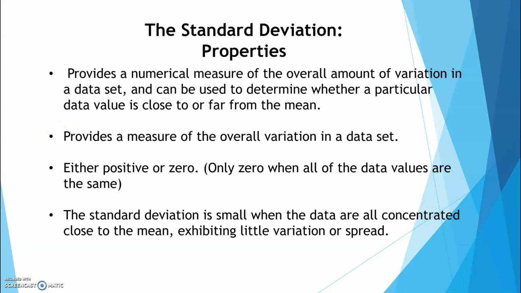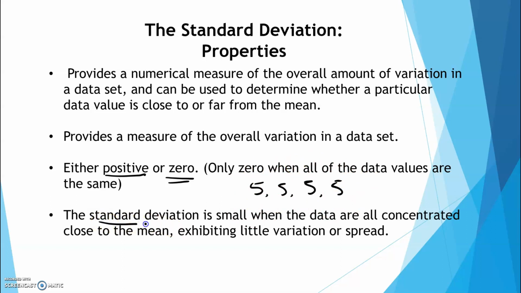Now your standard deviation is either going to be positive or it's going to be 0. It's never going to be a negative number. And it's only 0 when all your data values are exactly the same. So if I have a data set that has a bunch of 5s, is there any variation within this data set? Well, no, it's the same number, right? They're all 5s. So since there's no variation within this data set, and the standard deviation measures variation, the standard deviation is going to be 0.